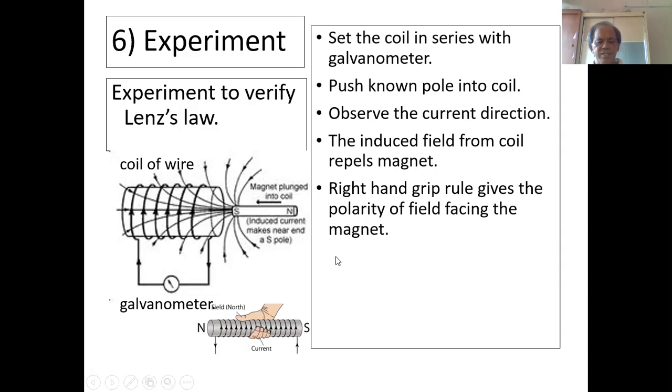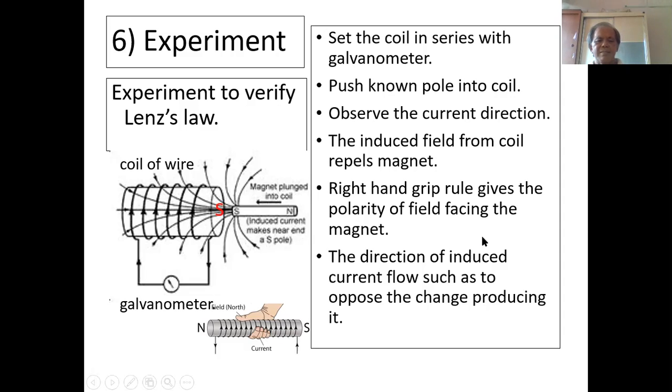So we use the right hand grip rule. And then this is your south pole. So that is how the current will flow to produce an opposing magnetic field to oppose this south pole that's coming in. Okay, that's the law. That's how you verify Lenz's law.